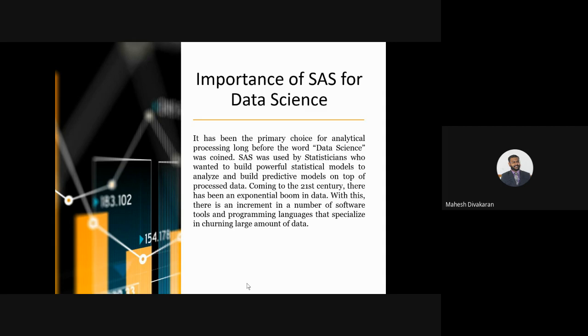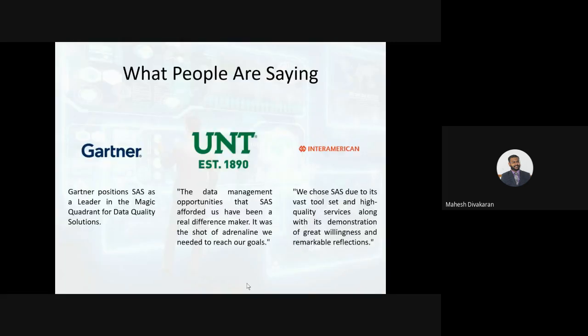So when it comes to the 21st century, that's when there was a data boom, and that caused an increase in the number of software tools and programming languages to analyze the data. Still, SAS is doing a good job in the industry, and they are using this data. These are some clients who are actually using SAS.